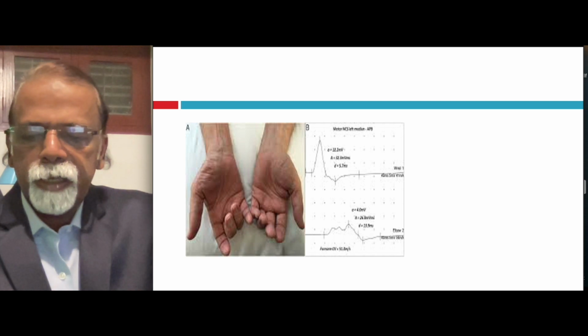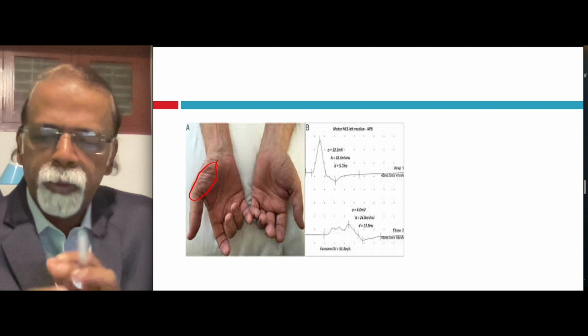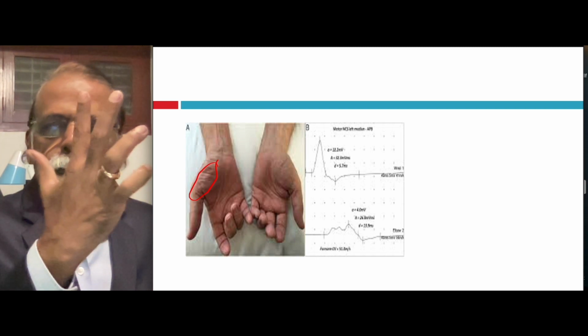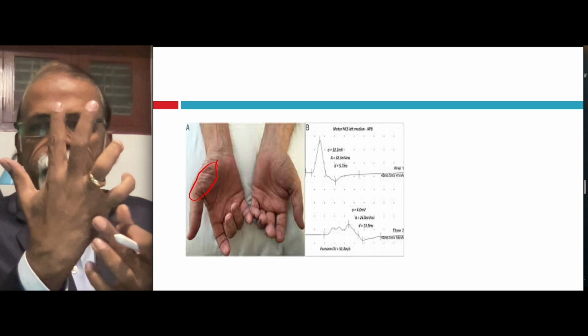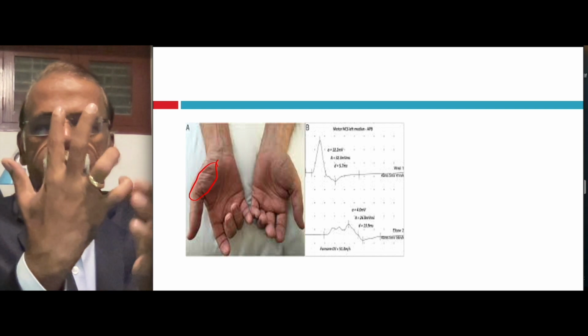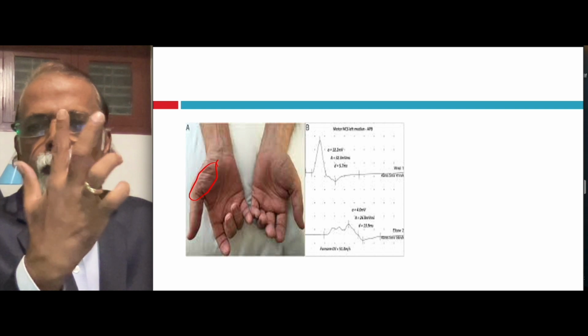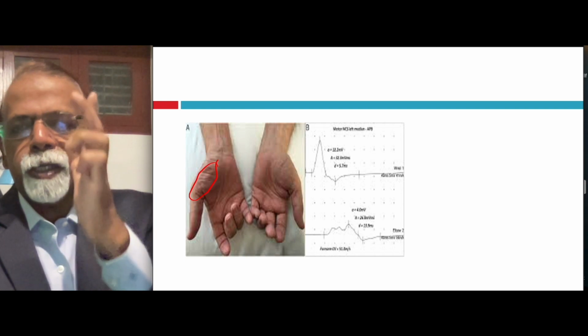So here you can see the wasting of the thenar eminence, that is due to involvement of the median nerve. Another common problem is an ulnar nerve paralysis producing what is called claw hand. What is claw hand? There is a hyperextension at the metacarpophalangeal and flexion of the interphalangeal joints. It can be an ulnar claw, or sometimes we can get what is called a median claw, where you get what is called a benediction hand.